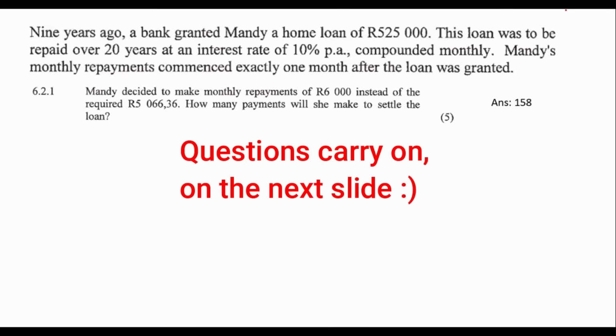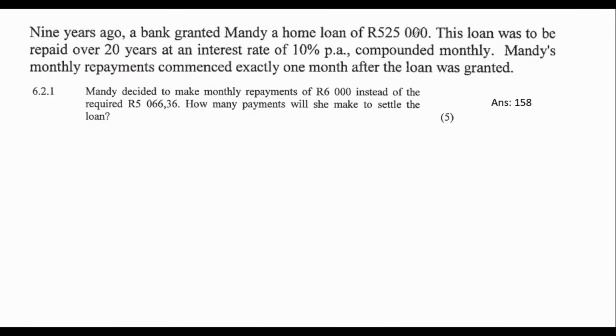9 years ago, a bank grants Mandy a loan of 525,000 Rand. The loan is repaid over 20 years, compounded monthly. Mandy's monthly repayments commenced exactly 1 month after the loan was granted. That's pretty normal. That's how it should be. Mandy decides to make monthly repayments of 6,000 Rand instead of 5,066. How many payments will she make to settle the loan?